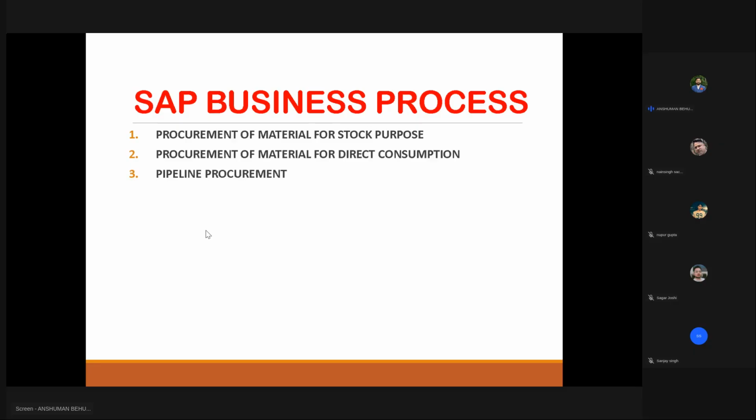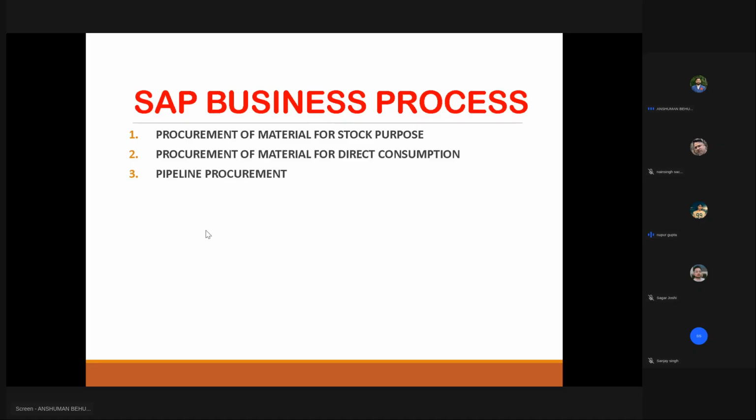Like monthly you have an electricity bill, or a water bill, or a broadband or gas bill, so you have to pay for that. That is basically called pipeline procurement.